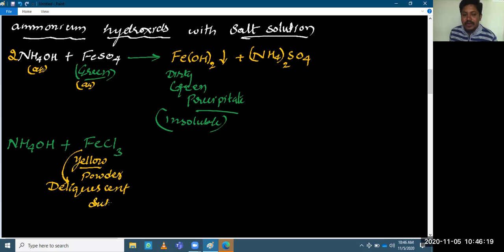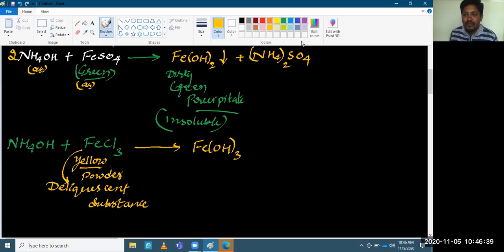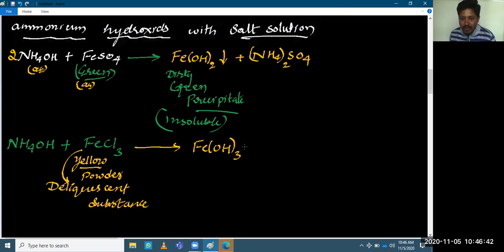deliquescent substances. Now what you will observe here, what is your observation during this reaction? They may ask you for 1 mark or 2 marks in your board examination. Definitely they will ask you. Ammonium hydroxide treated with FeCl3 produces Fe(OH)3, iron 3 hydroxide or ferric hydroxide, but this is also insoluble, along with NH4Cl. NH4Cl we get here, 3. I would like to write here also 3.